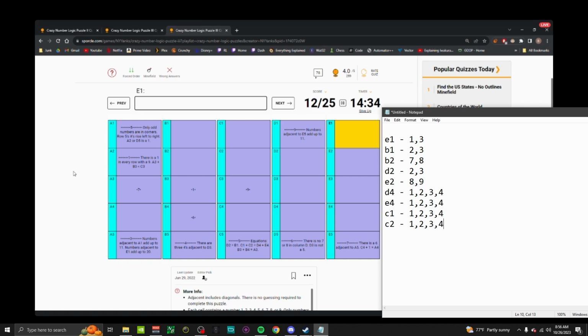Numbers adjacent adding out to 20 is what we were going off of. B3 and B4. D2 is equal to B1. Wait, there are 3 4s adjacent to D3. So that means there's one in the 2 row, the 3 row, and the 4 row. And there's only one spot open left on the 3 row. If we're going by Sudoku rules, E3 is guaranteed to be a 4.